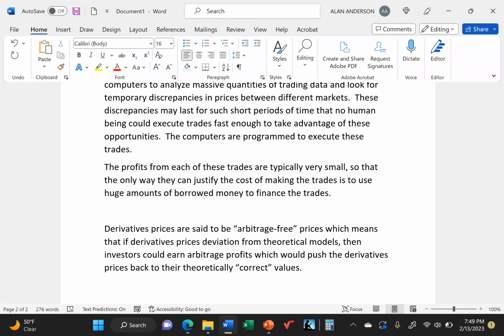But a lot of this applies in particular to the options markets. A lot of the relationships that we'll see there will be enforced by this notion of no arbitrage. In other words, these relationships must hold, otherwise arbitrage will force them to hold.